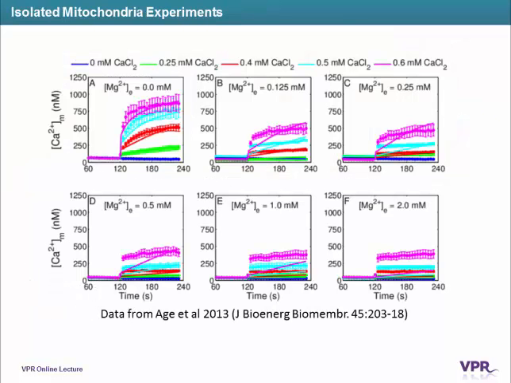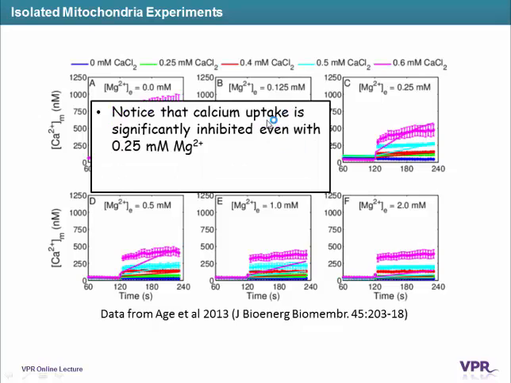There was a bunch of experiments done by Wan in 2013, in which he isolated cardiac mitochondria and perturbed them with boluses of calcium chloride in the presence of different amounts of magnesium. As you can see here, as you increase magnesium, significant calcium uptake is inhibited. Most of it is inhibited.